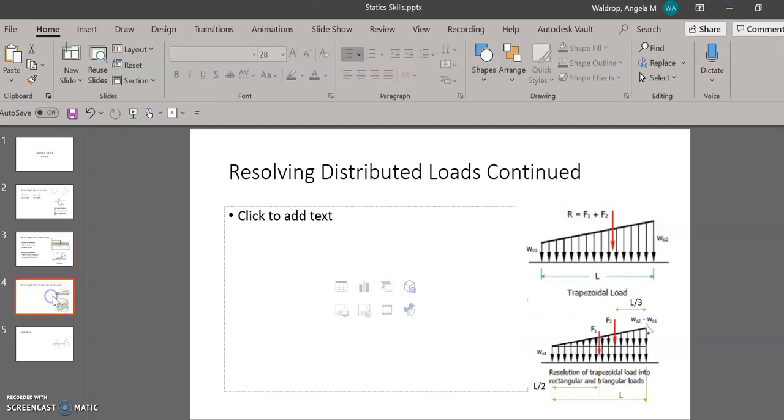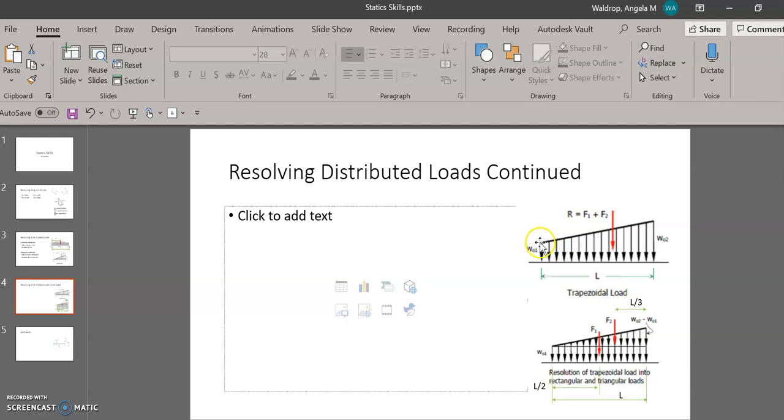Now the other type of distribution that we have is a trapezoidal distribution. If we take a look at the trapezoidal distribution, we can actually simplify this. Instead of one, we'll have to simplify it into two loads.